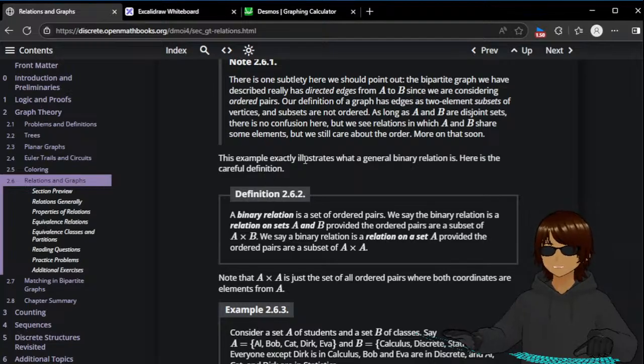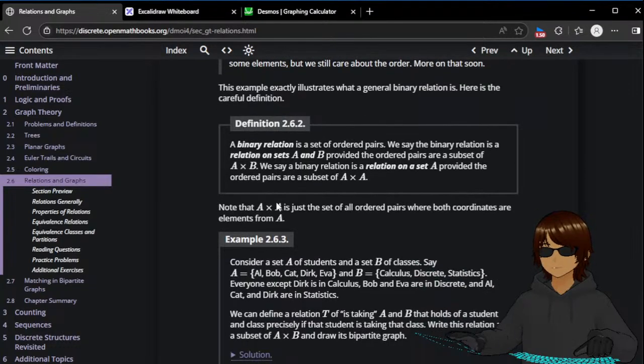This example exactly illustrates what a general binary relation is. Here is a careful definition. A binary relation is a set of ordered pairs. We say the binary relation is a relation on sets A and B provided the ordered pairs are a subset of A × B. We say a binary relation is a relation on set A provided the ordered pairs are a subset of A × A.